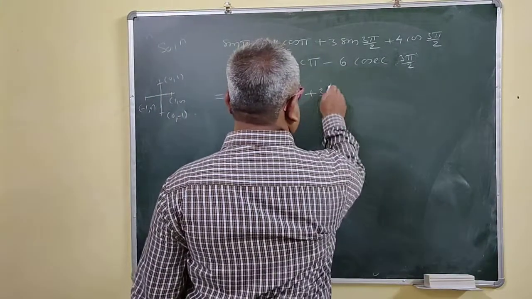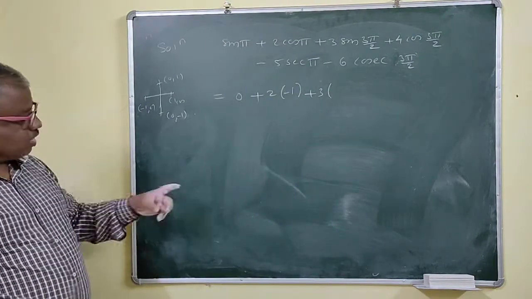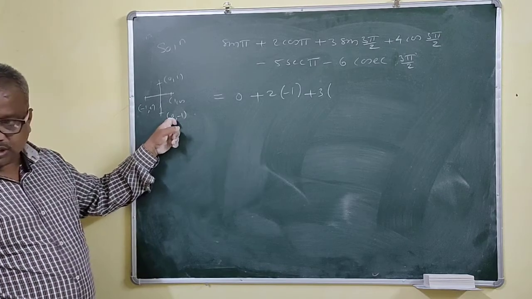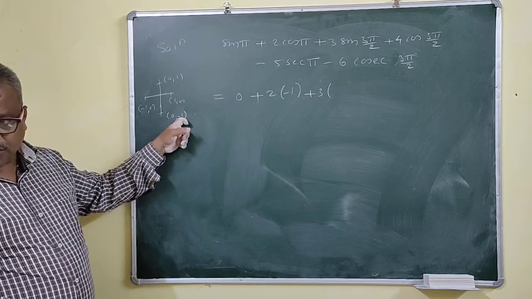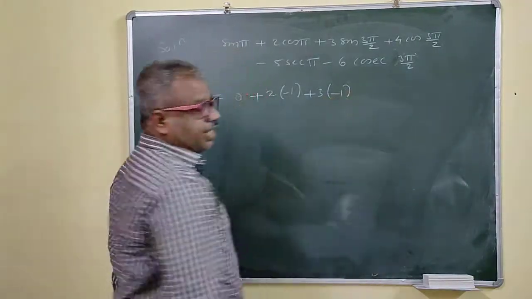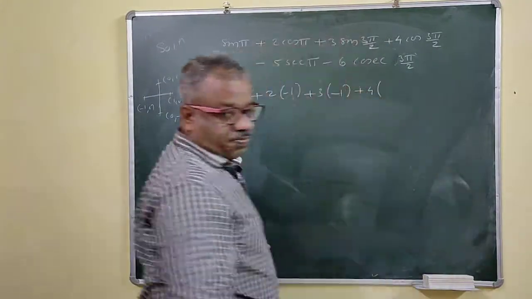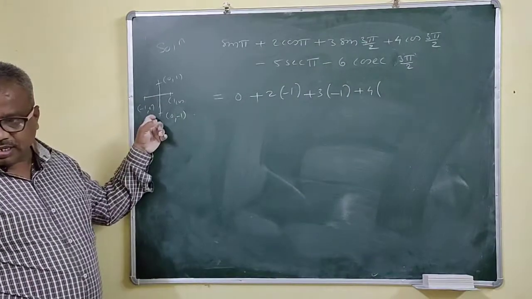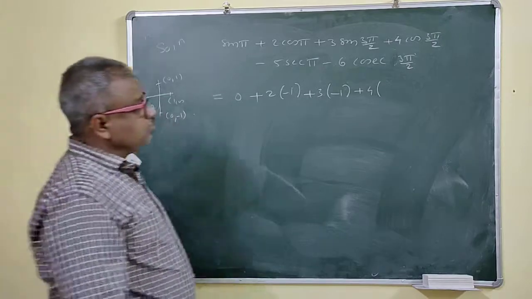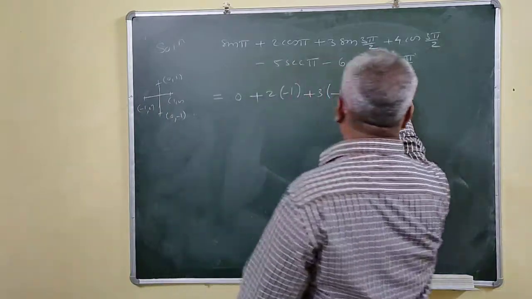Plus 3 sine 3 pi by 2. 3 pi by 2 means what? 270 degrees, right? You are here now on the negative y-axis. So the value is 0 for cos, and -1 for sine. So that means this value is minus, right? Then plus 4 cos 3 pi by 2. Again you are at 270 degrees, on the negative y-axis. So cos 3 pi by 2 is 0. Now this is 0, right? This is 0. So take care of the sign also.